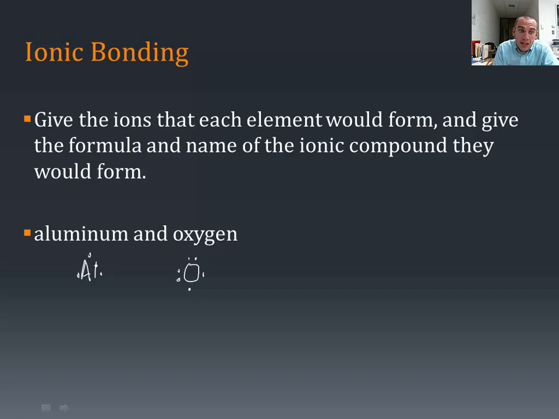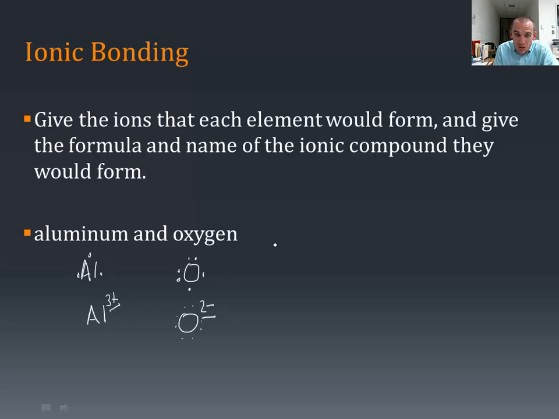I look at aluminum, it's a metal. It's less than 4. It's got 3 valence electrons. It's going to give them all away. I'm going to write aluminum 3+. Oxygen has 6. That means it'll take 2 and fill in those open spots, but when it does that, it becomes a 2 minus. Now, how many 3 pluses does it take to balance a 2 minus? Well, it takes 2 of these and 3 of those.